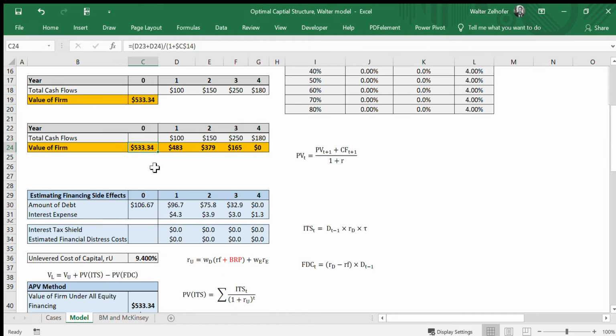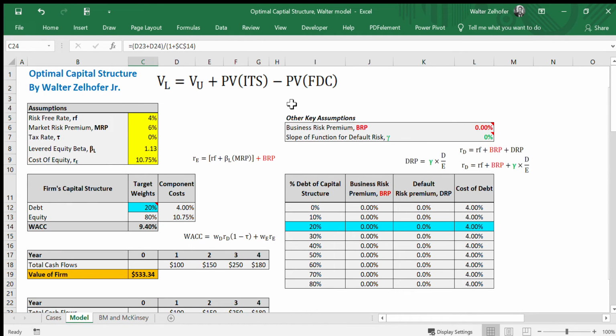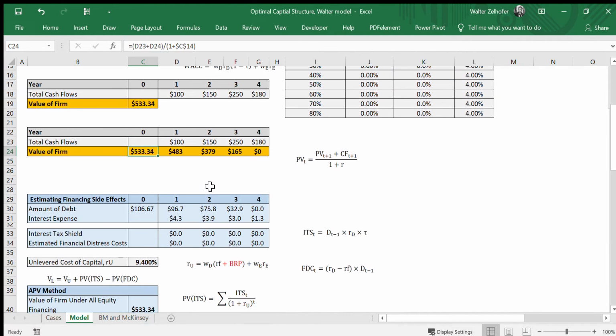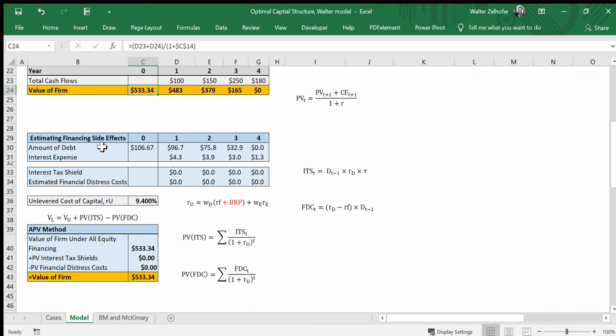Okay. Now, the adjusted present value method, what we're trying to do here is estimate the value of the unlevered firm, the tax benefits, saving money on our taxes, and the potential bankruptcy costs using the adjusted present value method. Now, the way that works is we model the financing side effects separately.